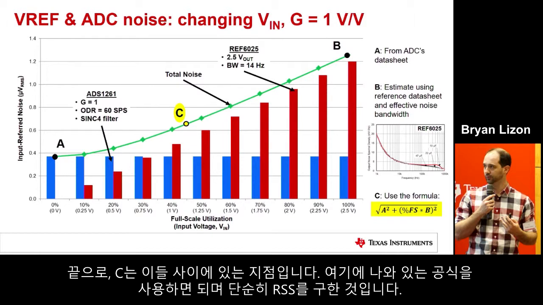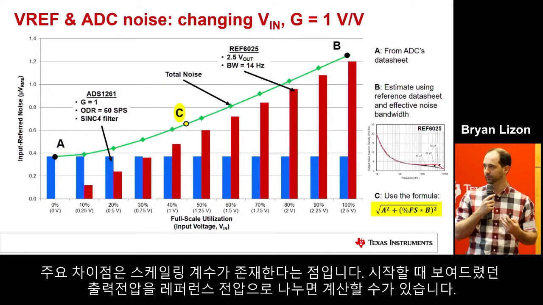Finally, C is just any point in between, and you can use this formula shown here. This is, again, just a root sum of squares. The main difference is it has this scaling factor, and that's the output voltage divided by the reference that we showed at the beginning.